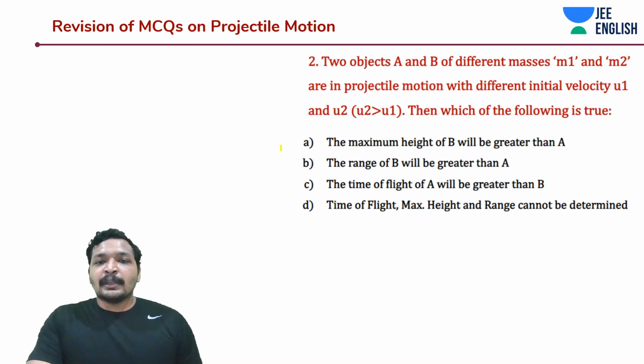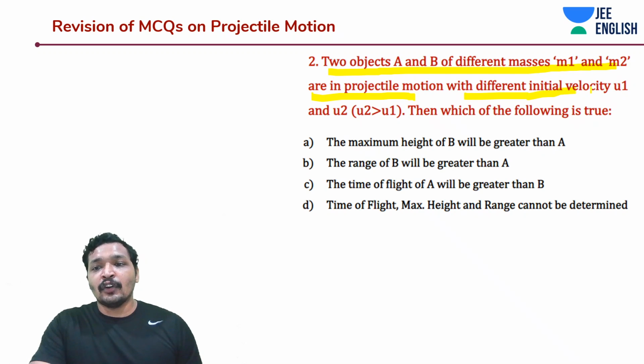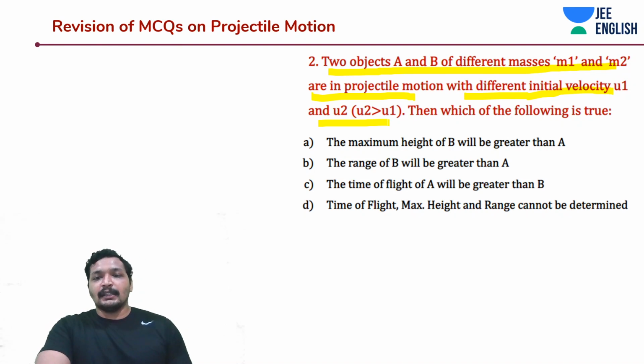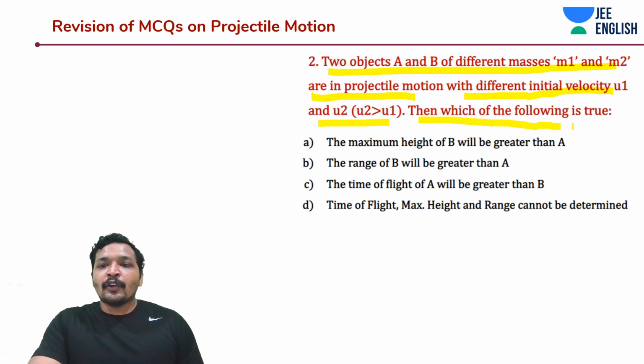So the next question talks about two objects of different masses m1 and m2 in projectile motion with different initial velocities u1 and u2, where u2 is greater than u1. That is, the velocity of object B is greater than that of object A. Then which of the following is true?